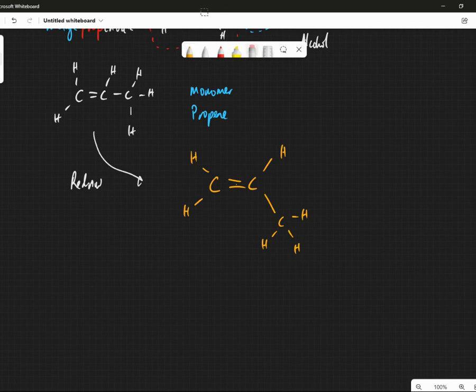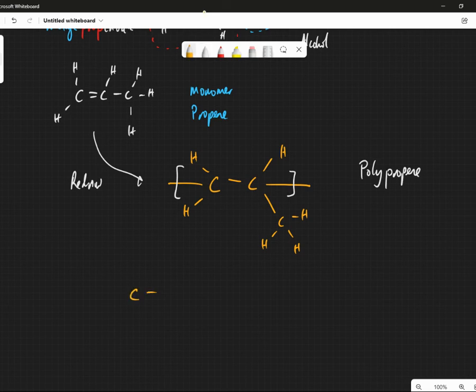So now, here we are. This is propene. And how do I make this into the polymer? Well, watch what I do carefully. I take the double bond away. There. And I just extend it either side of the double bond. And that is polypropene.